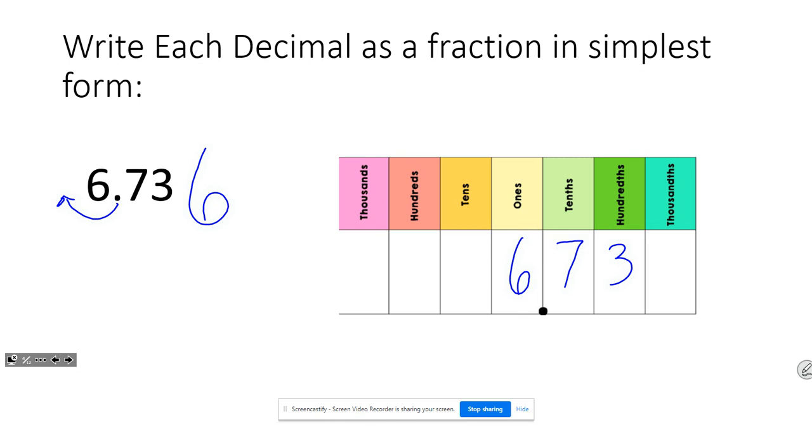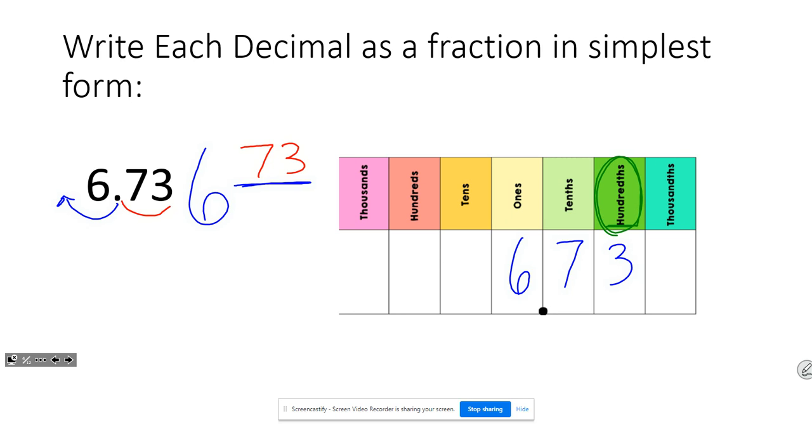And then we're going to have some sort of fraction. And everything to the right of our decimal point is going to be our numerator. So we know that 73 will be our numerator. But now we just need to figure out what will be our denominator, or what will go on the bottom of the fraction. One way we can do that is we look at our place value chart. What does the last digit fall in? It falls in the hundredths block.